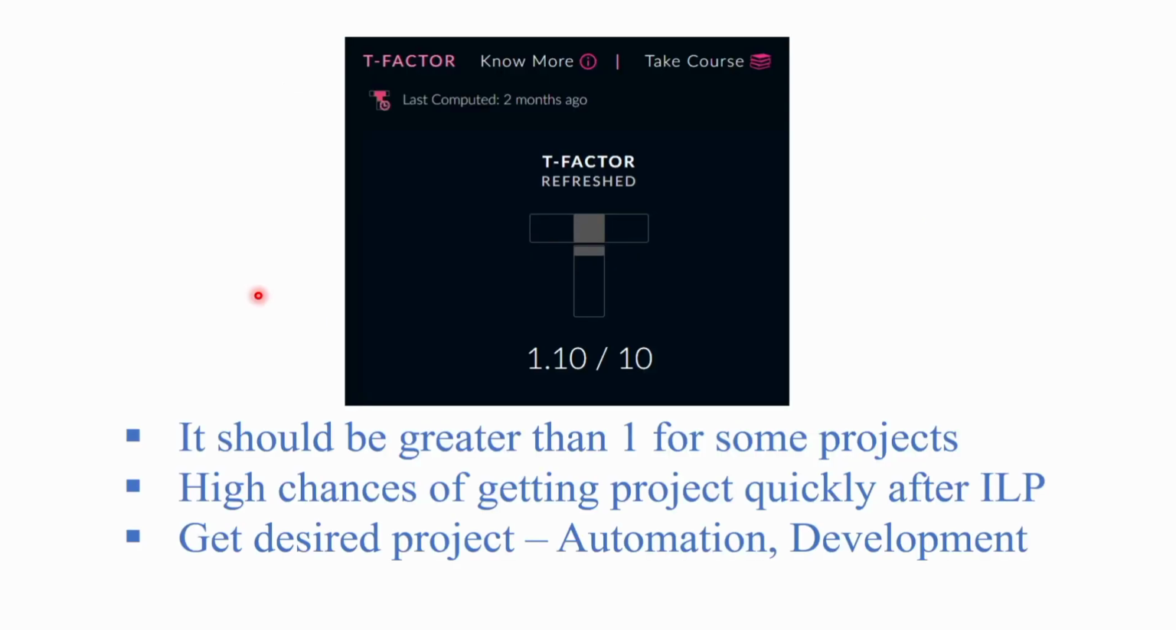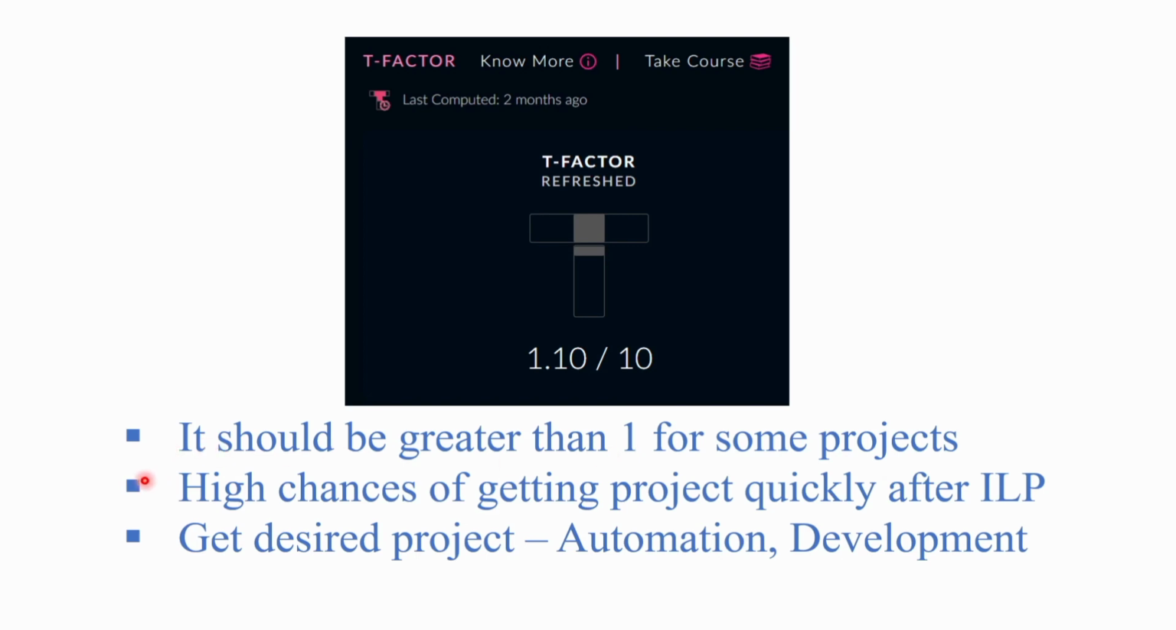Okay. So if you have joined TCS already, you might be knowing what T factor is, okay? And the T factor ranges from 0 to 10 basically. And in some projects, it is mandatory to have a T factor greater than 1, okay? Even the managers are approaching some of the freshers who have recently joined and asking them to complete the T factor greater than 1.